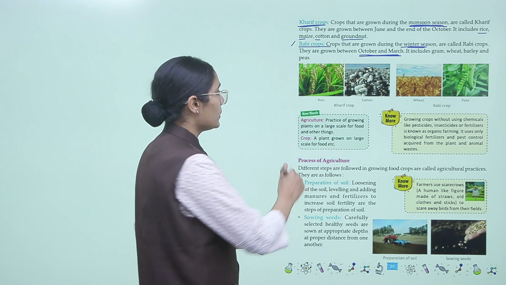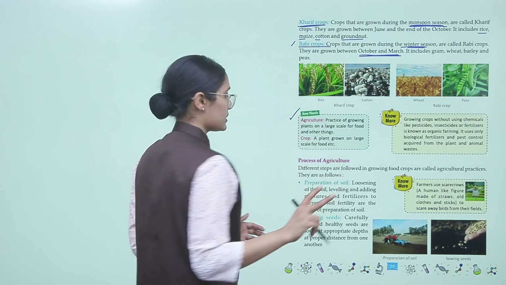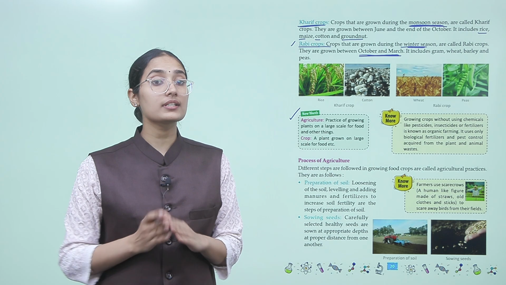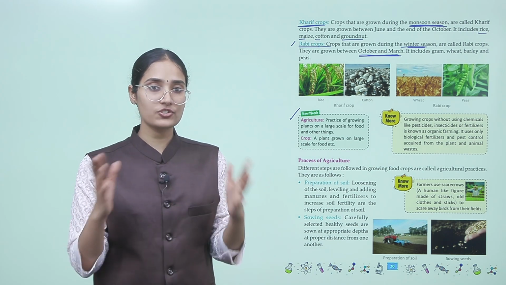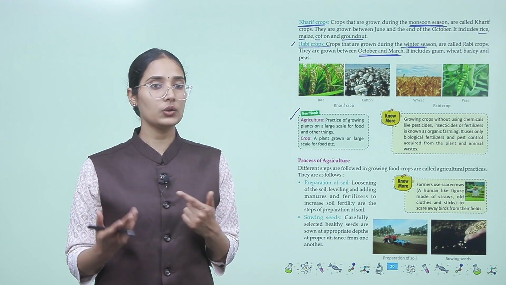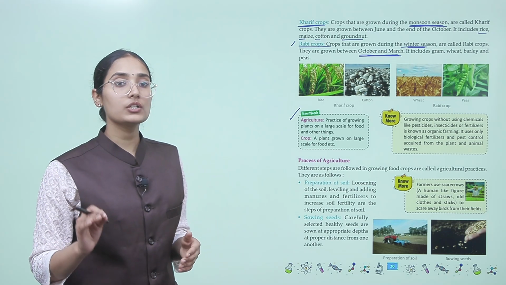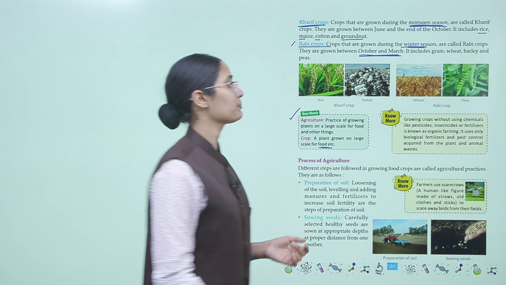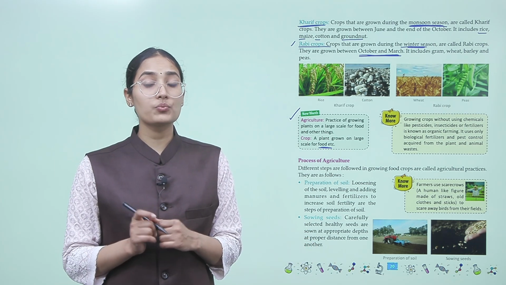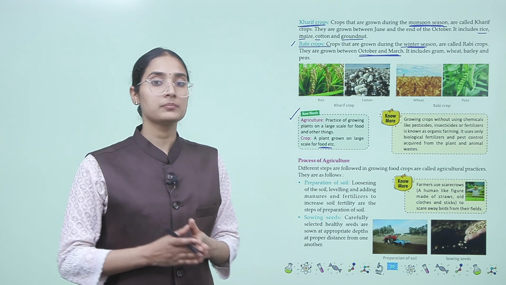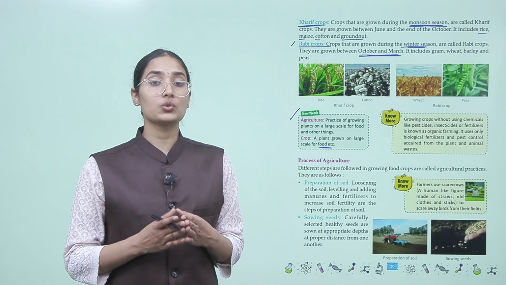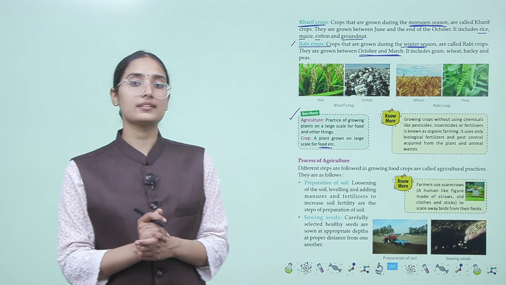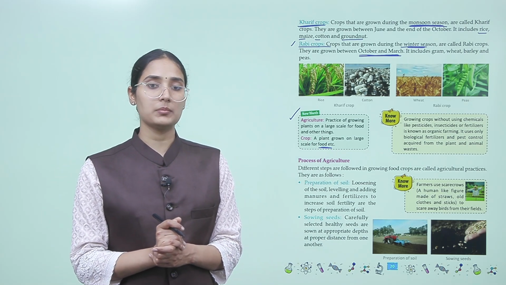Now let's understand these two new words that we read so far. First is agriculture. Agriculture is the practice of growing plants on a large scale for food and other things like clothing. What is a crop? A plant grown on a large scale for food and other purposes. Do you know growing crops without using chemicals like pesticides, insecticides or fertilizers is known as organic farming? It uses only biological fertilizers and pest control derived from plant and animal waste.